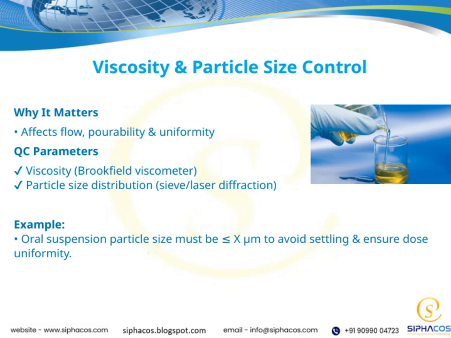One is viscosity, which we measure using a Brookfield viscometer. This helps us ensure the product isn't too thick or too runny. The other is particle size distribution, which we evaluate using methods like sieve analysis or laser diffraction. For example, in an oral suspension, the particle size must be less than or equal to a certain value, say X micrometers, to prevent particles from settling too quickly. This is crucial because settling can lead to dose inconsistency, which impacts patient safety and efficacy.